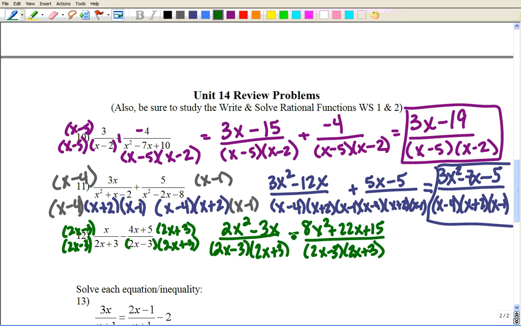So I have 2x squared minus 8x squared. I'll get negative 6x squared. A negative 3x minus a 22x is a negative 25x. And a negative 15. And again, that denominator.